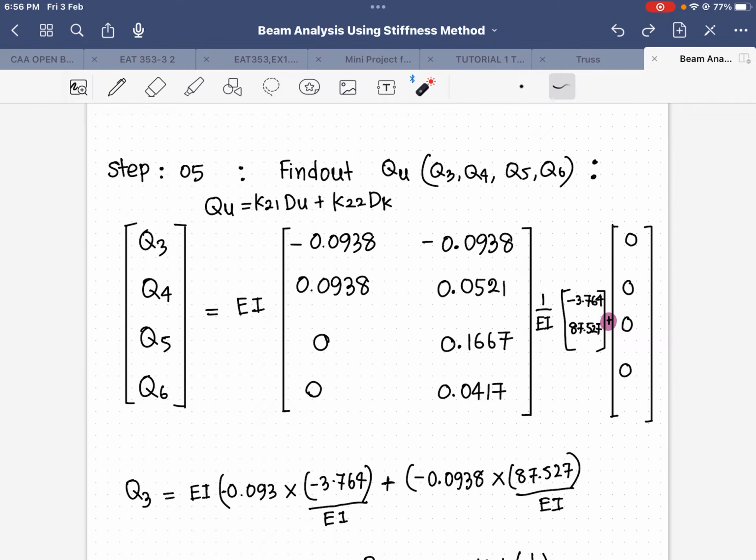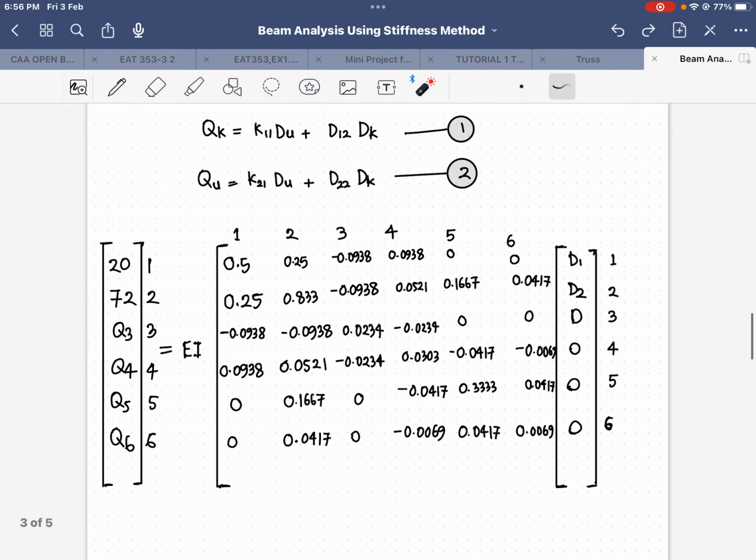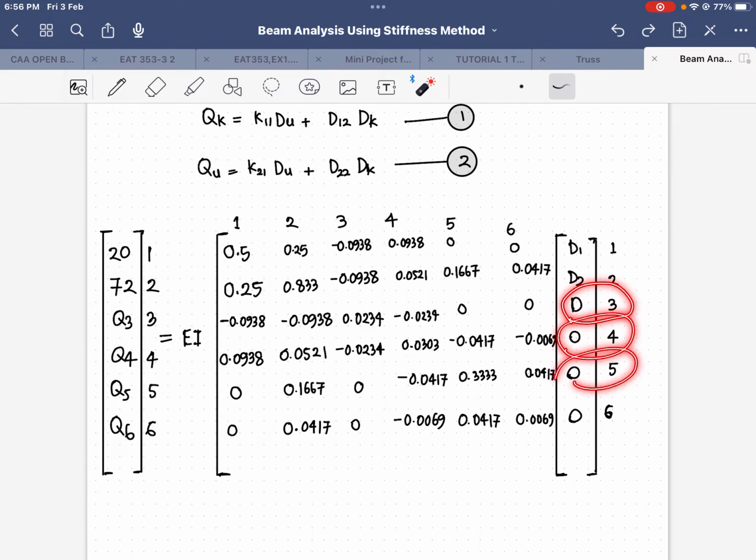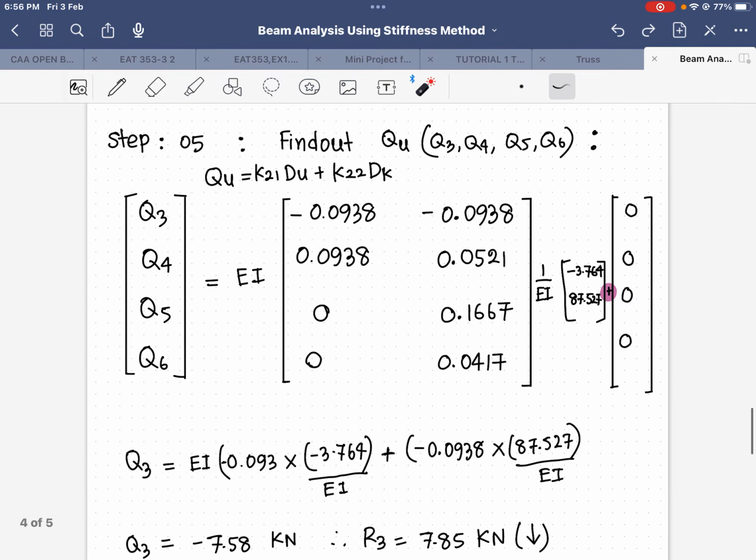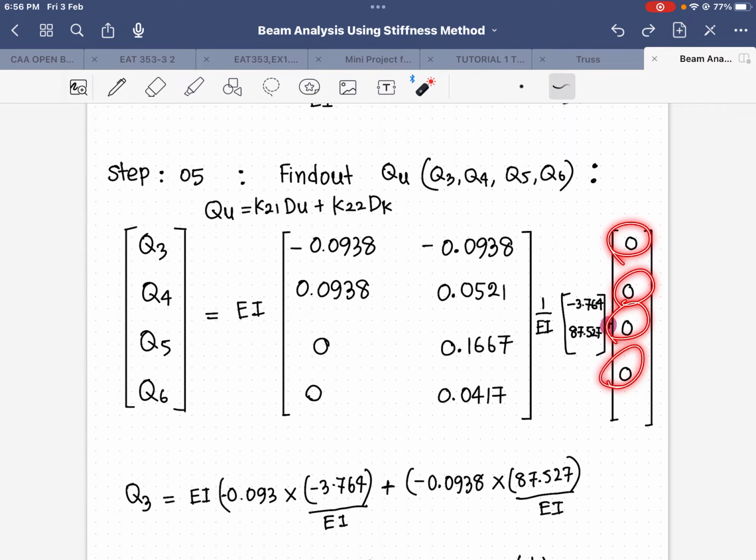Then I have the non displacement. You see, I have to add the non displacement, so this is the addition sign. In here 0 0 0 and 0, because we have d3, d4, d5 and d6. In this case we have 0 0 0 and 0. I just take these values because this is the non displacement value.